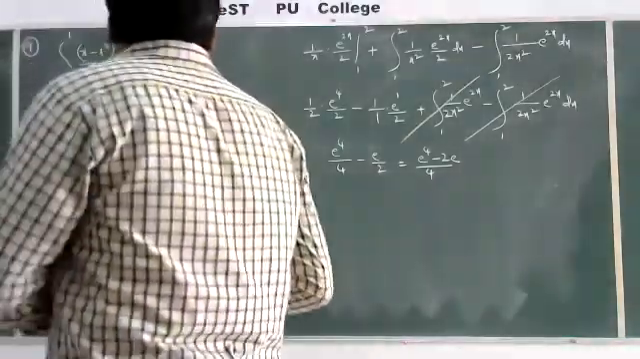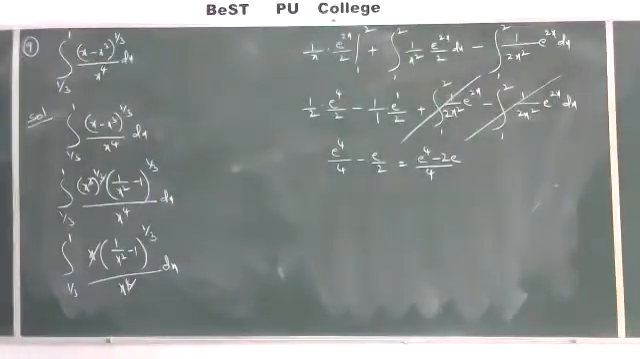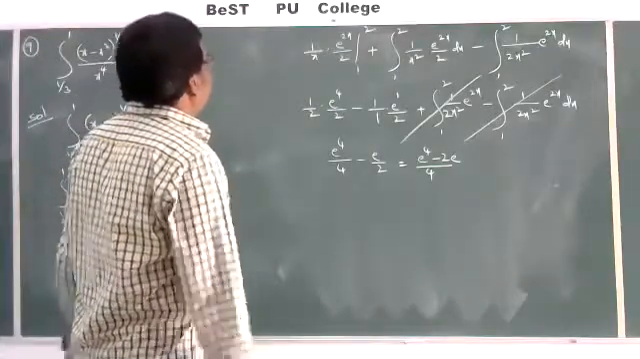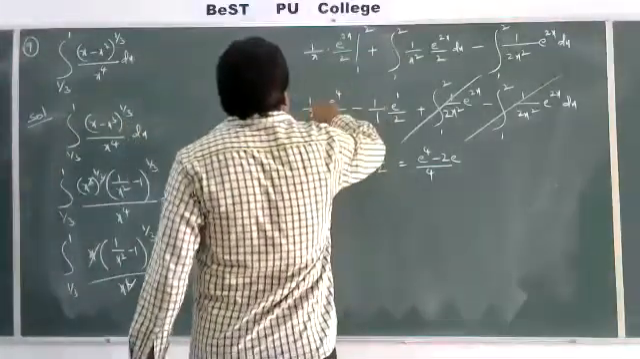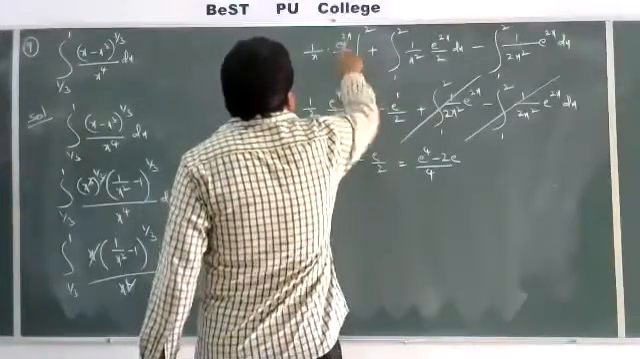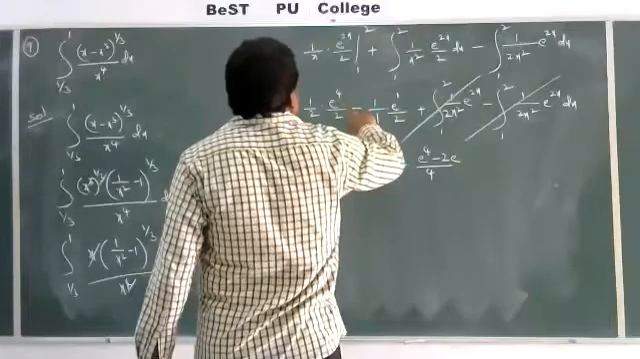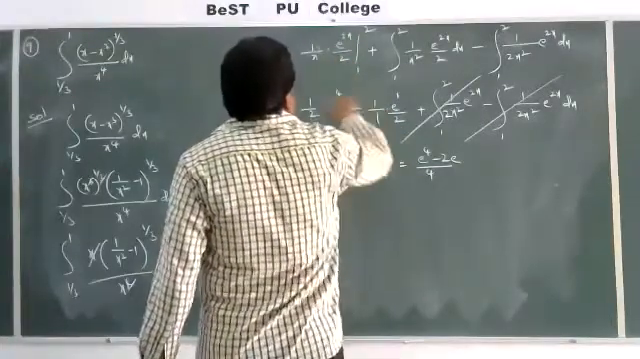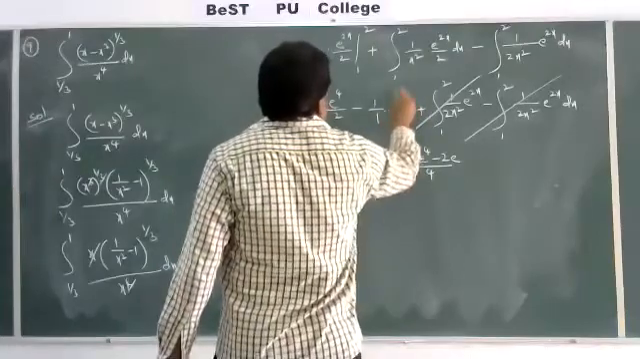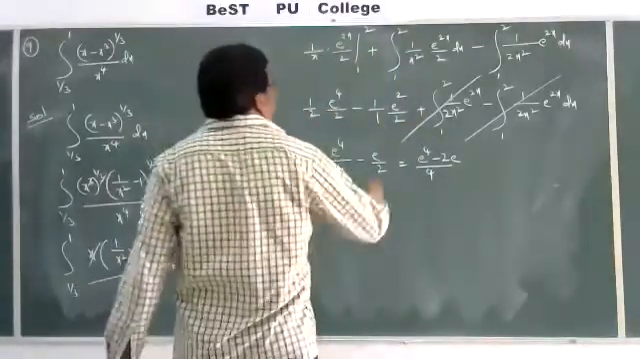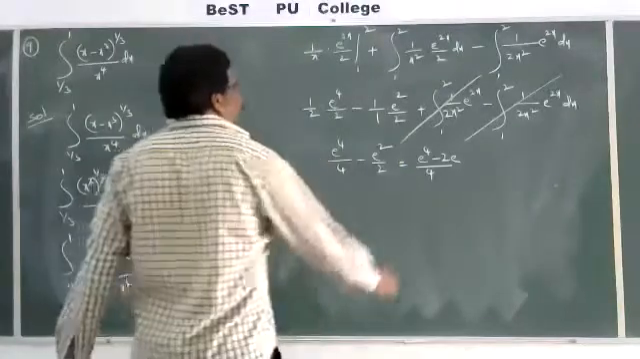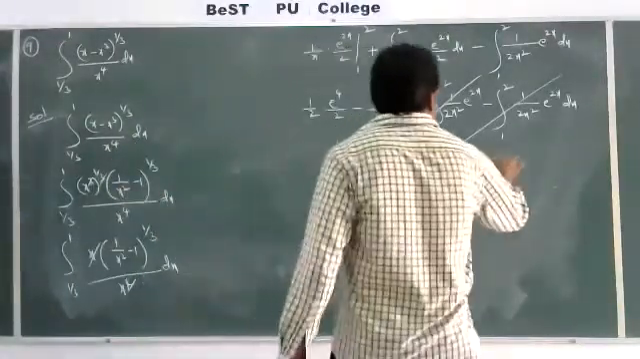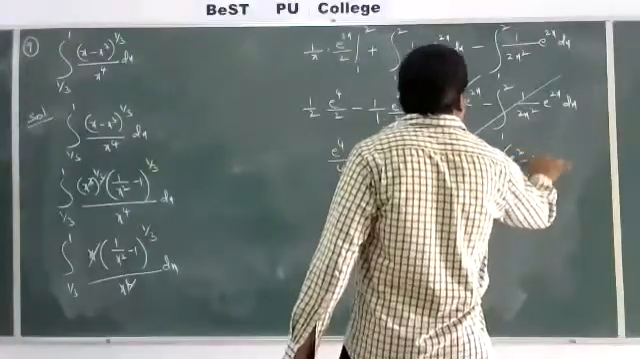Take e square common. What did he get? 1 by x into e power 2x by 2, with limits 1 to 2: 1 by 2 into e to the power of 4 by 2, minus 1 by 1 into e, yes, sorry, e power 2, that is e square. E square is common. E square minus 2 by 4.